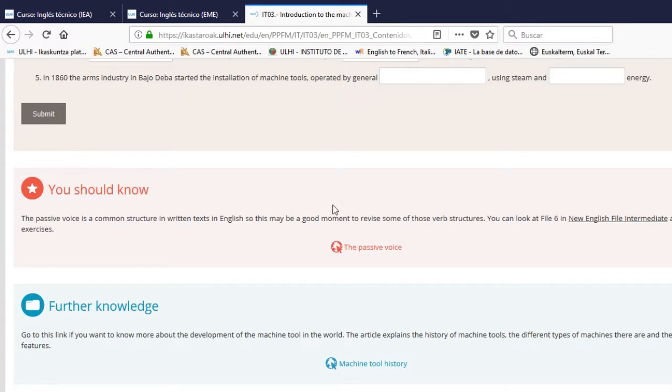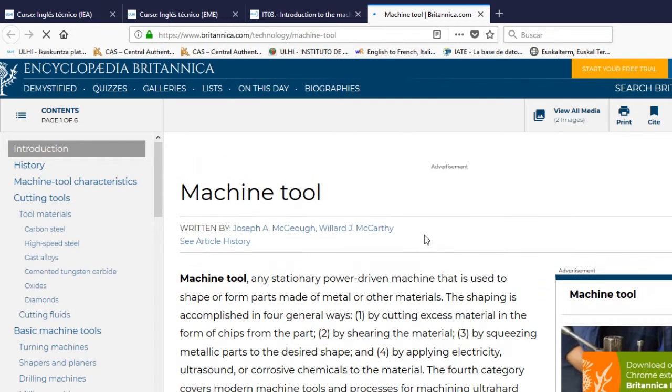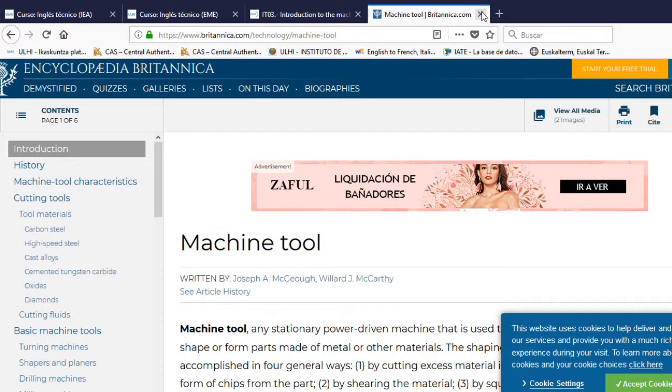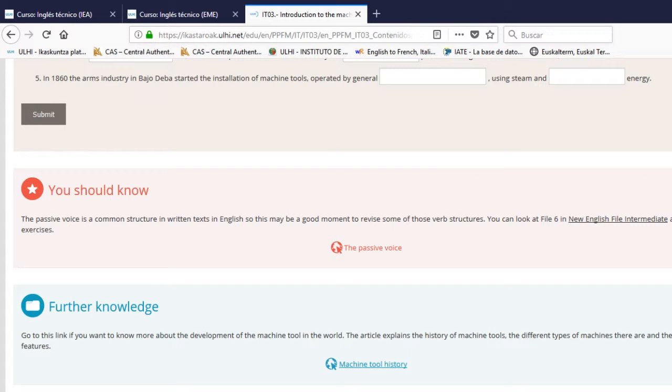In this unit we are going to study some grammar as well, the passive voice in this case. In this link you can check the grammar you're interested in. And then in the further knowledge section you have a machine tool history article taken from the Encyclopedia Britannica, the British Encyclopedia. You can have a look at it, which is very interesting, and learn more about the machine tool history.